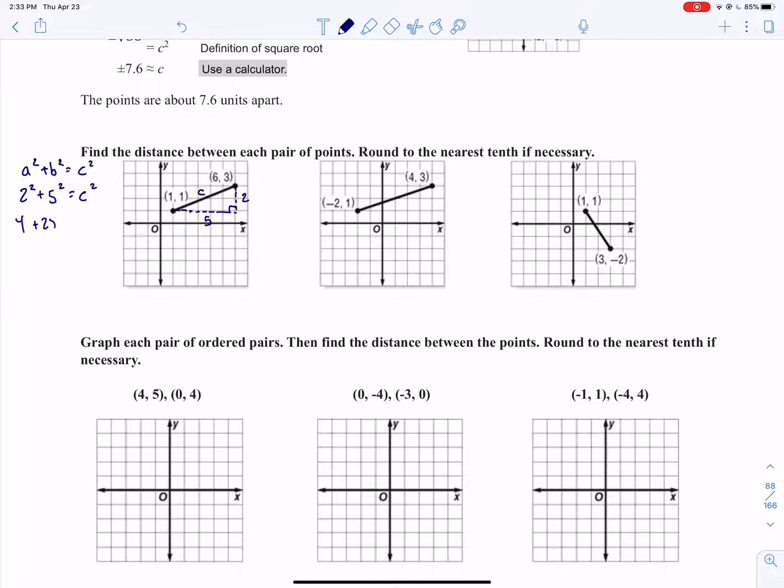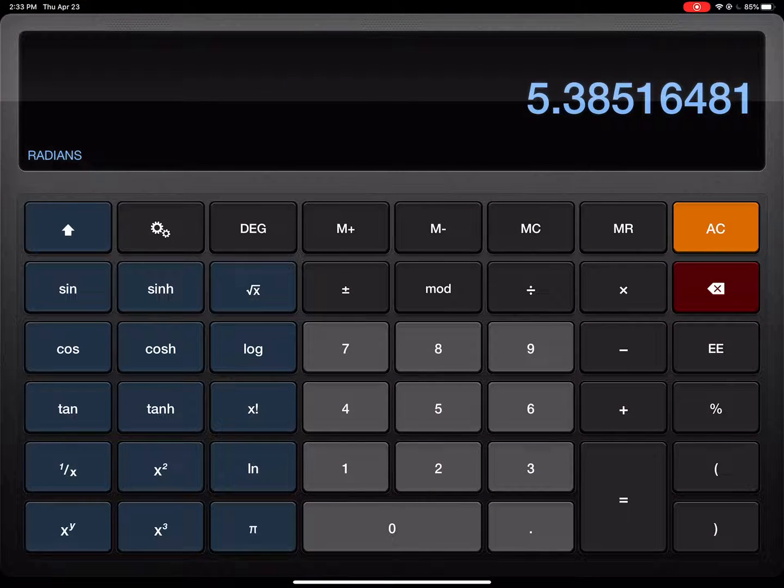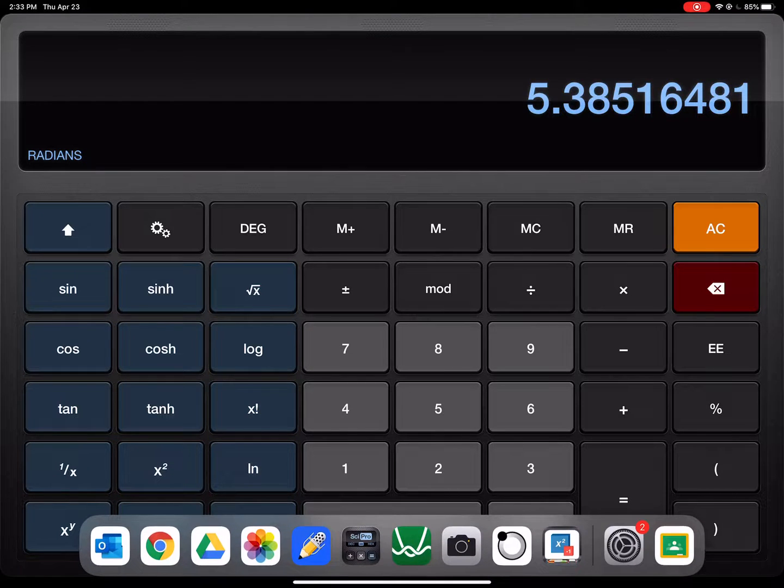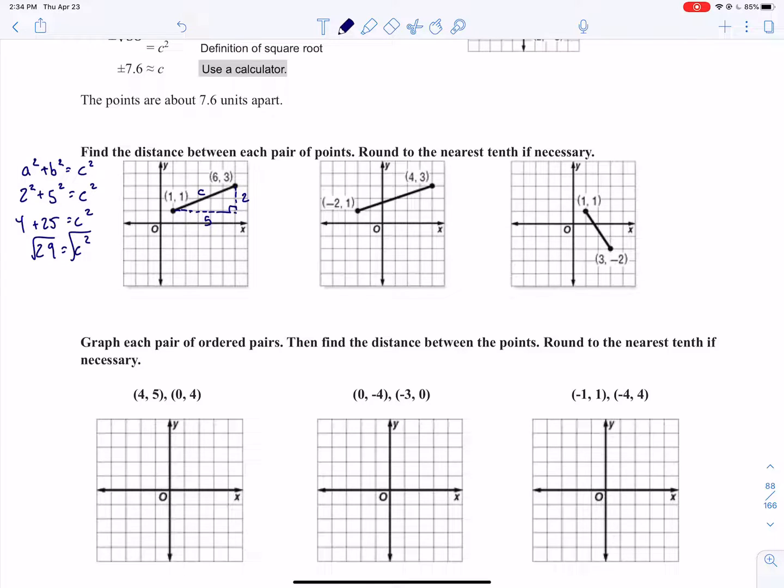4 plus 25 equals c squared. 29 equals c squared. Take the square root of both sides. So square root of 29 is 5.385. We're going to round it to the tenth, so it's going to be 5.4. So 5.4 is approximately C. We rounded it, so that's why we have the squiggly equal sign. It means approximate. And that's it.